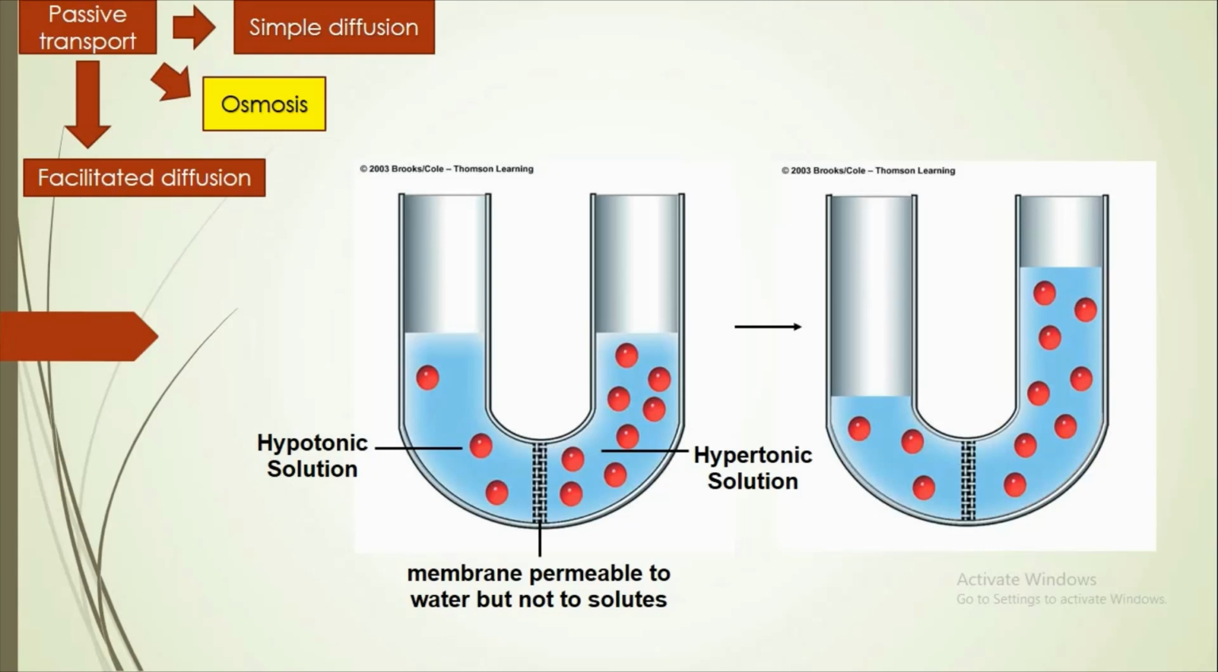Here we have another experiment for hypotonic and hypertonic solutions. Remember, the membrane is only permeable to water, but not to solutes. Therefore, the water will move towards the area with high solute concentration to achieve water equilibrium. That's why we see that the water level is not the same, but the water concentration gradient on both sides is the same.